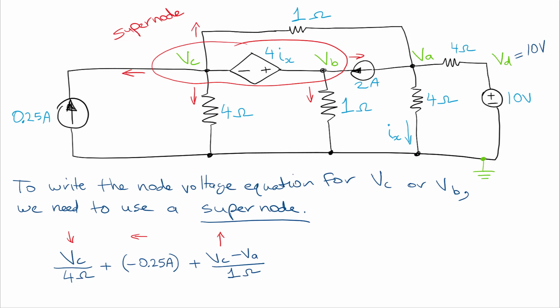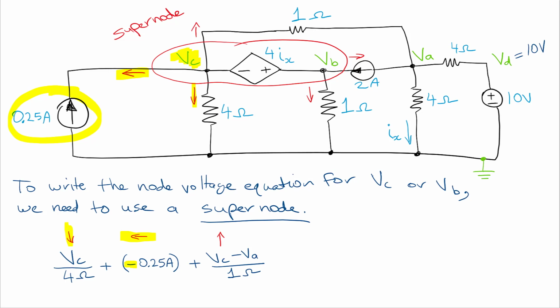Okay, so now let's look at the VC side of the supernode. So we're working on this side, and let's look at the current flowing down. So flowing down, we have simply VC divided by 4 ohms because it terminates at the ground reference, so we don't need to subtract any term. Okay, fair enough. So now we're going to go to the left. So that's the second term. So now we see that the 0.25 amps is pointed in the other direction of our reference current, so we're going to have to use a negative sign. So that's why we have this negative sign here.